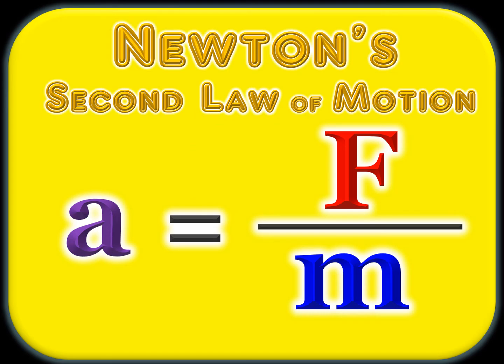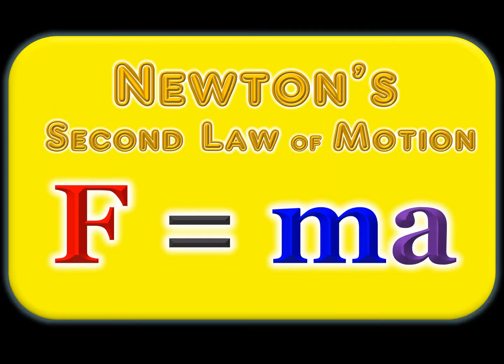A equals F divided by m. That's acceleration equals force divided by mass. The more typical way that we write this is F equals ma. This is one I would like you to remember, not just for this course, but in general for the future. This is a good equation to just memorize.